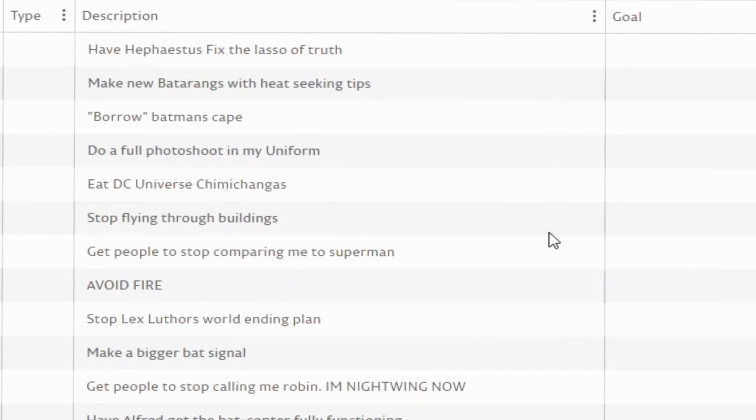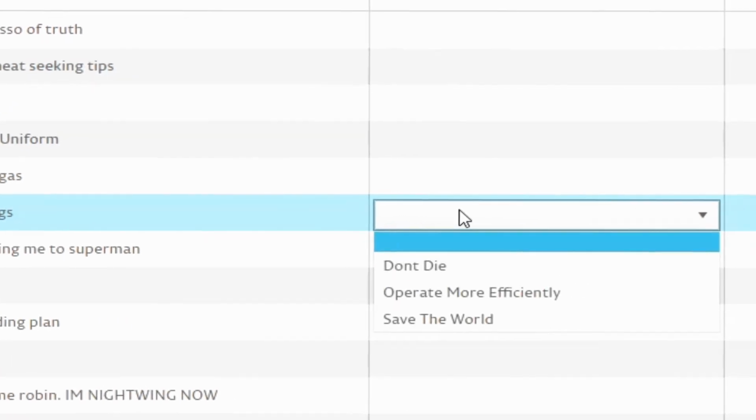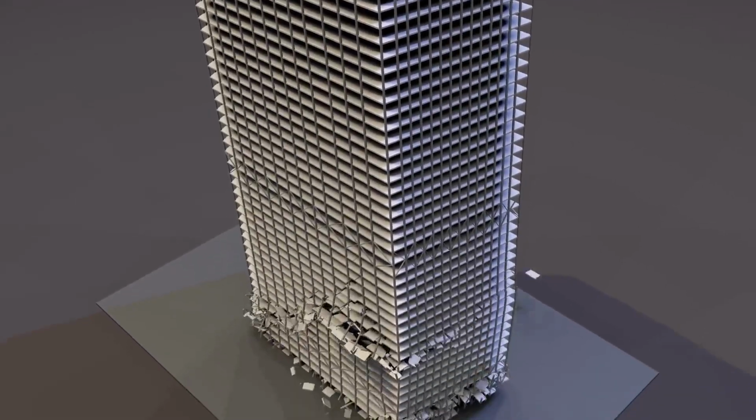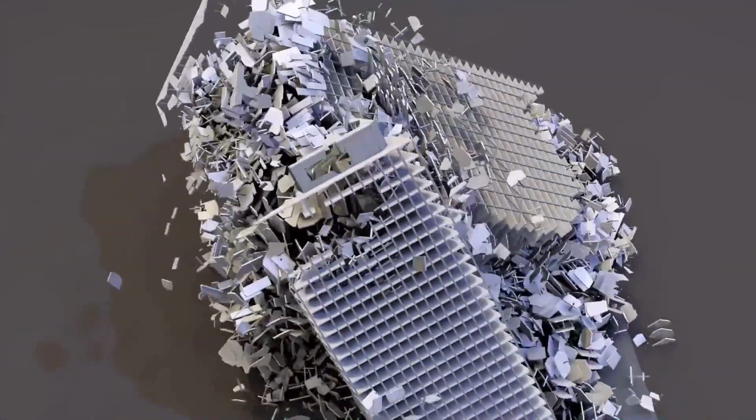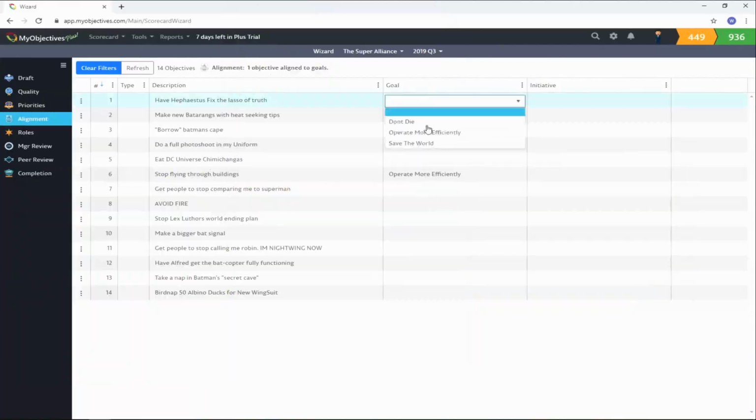For example, Superman's objective to stop flying through buildings. That I would tie to the goal of operating more efficiently. I mean, imagine how expensive that would be.